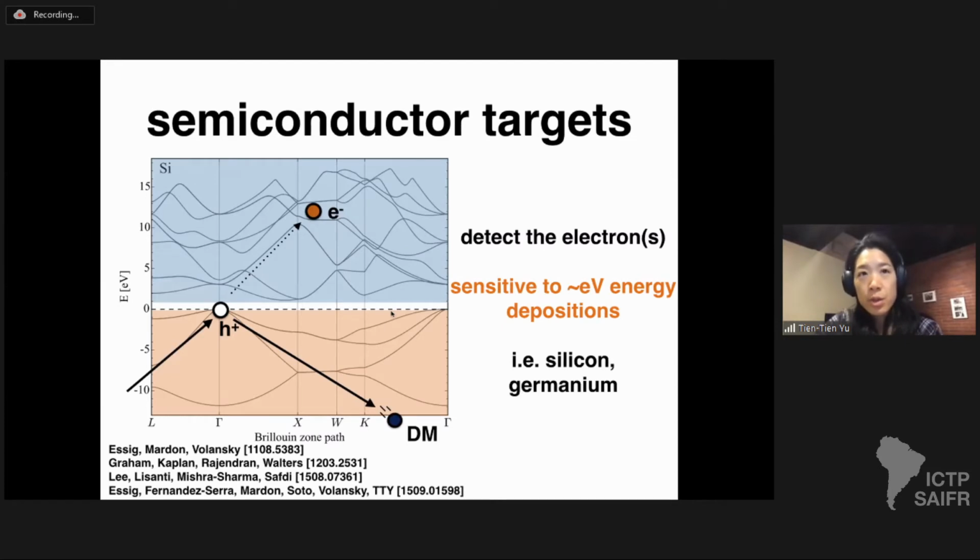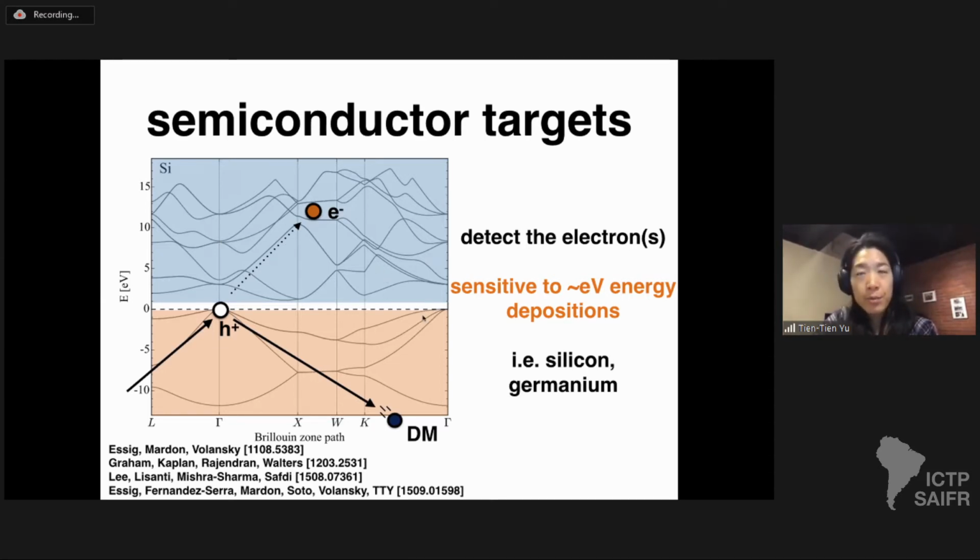With semiconductors, what you need to do is to get over what's called the band gap of the material. So here's a picture of the band structure of silicon, like I said, my favorite material. In the orange, I'm showing the valence band. This is where the electrons live. And in the blue are the conduction bands. These are a priori empty. In dark matter electron scattering, a dark matter particle comes in and hits one of the electrons in the valence band. It excites that electron, and if that energy deposition is greater than the energy band gap, this white region here, the electron can go into the conduction band. And once it's in the conduction band, you can detect it.